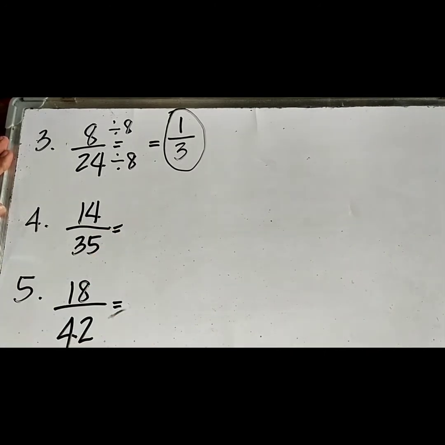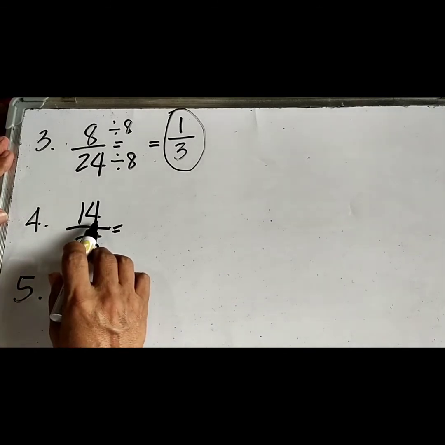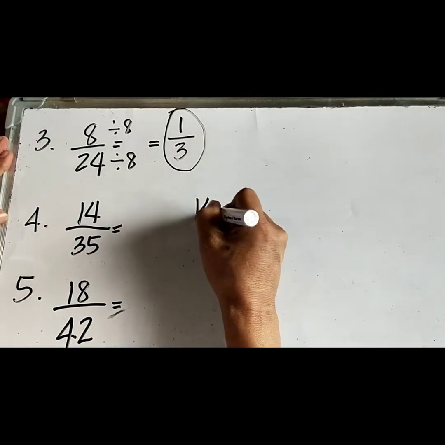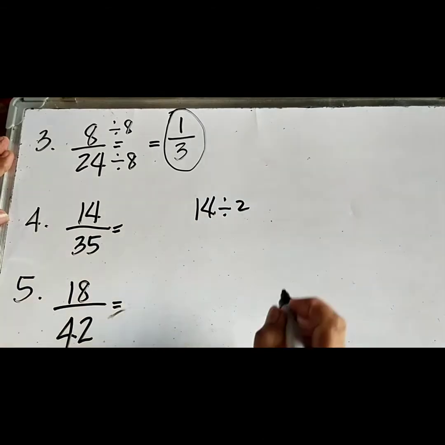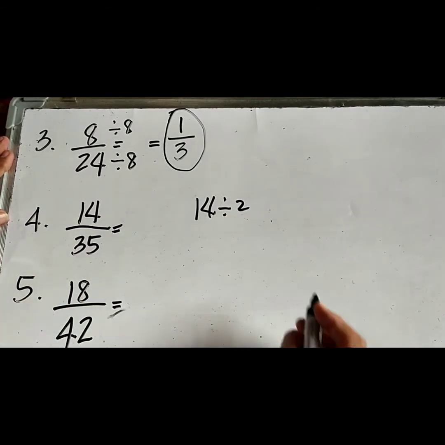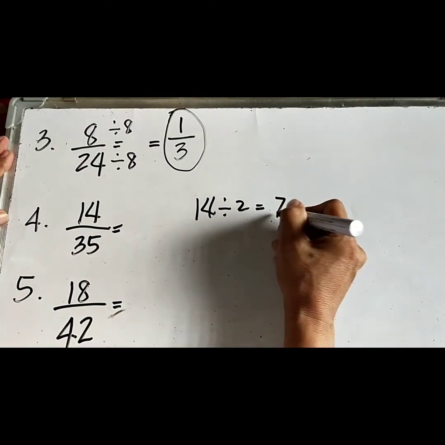Next example, number 4. You have 14 and 35. Can you divide 35 by 14? No. So what is the first thing that you are going to do? What you are going to do is divide the numerator by 2. So I have 14 divided by 2. You will get 7. So can you divide 35 by 7? Yes, you can divide 14 by 7.